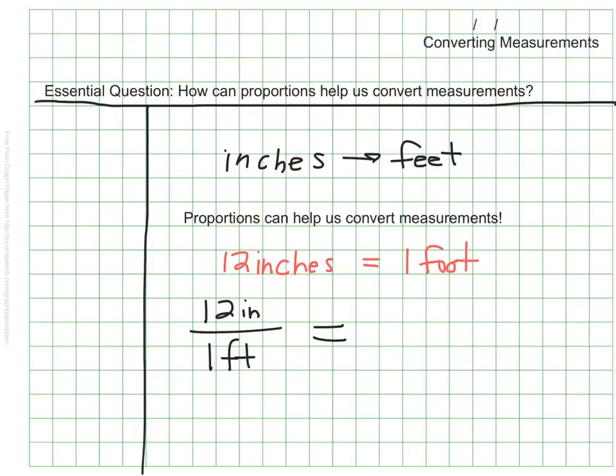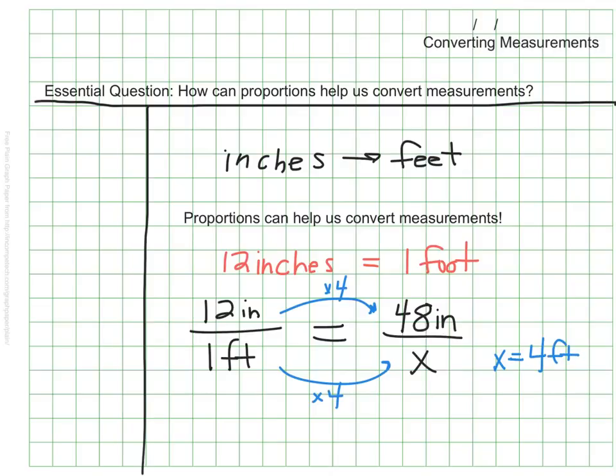Since I'm setting this up as a proportion, I'm going to make sure my units match. So 12 inches is on top and 1 foot is below. And I want to figure out how many feet there are in 48 inches. So I'm going to put my variable x to show that I am missing that information. And I can see that I have scaled up, right? I multiplied 12 by 4 to get 48. So I have 4 times as many inches. Therefore, I have 4 times as many feet. My missing variable x is 4 feet.